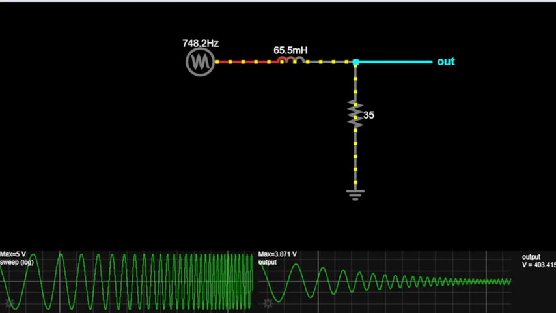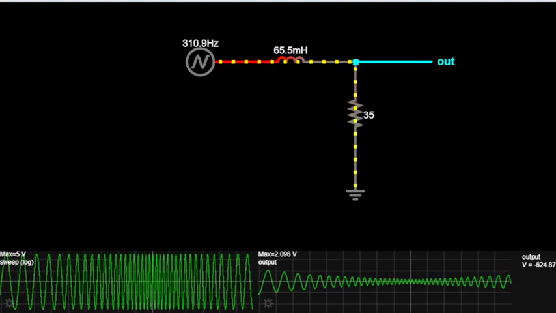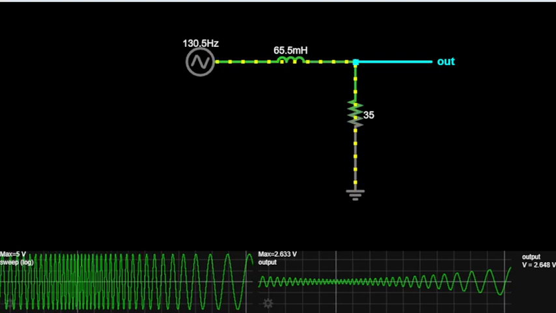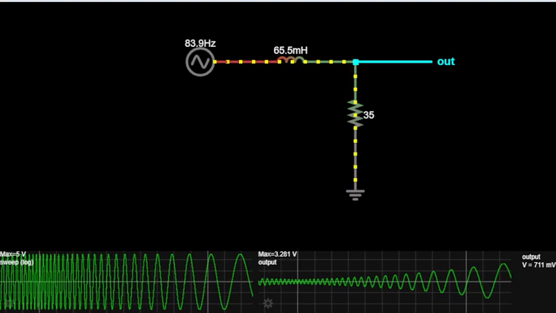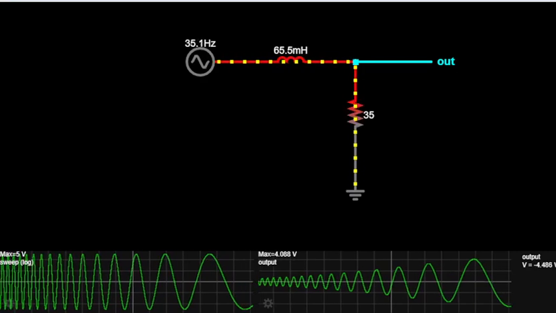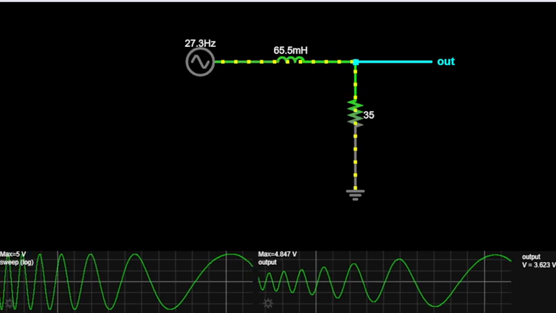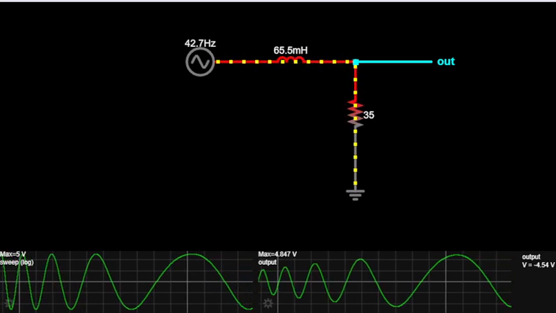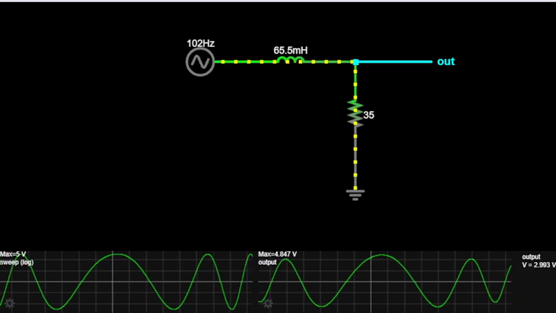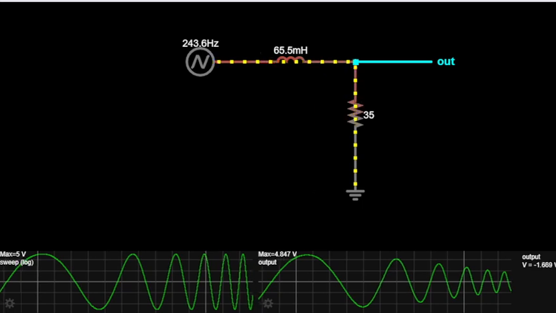Whether you are a beginner or an enthusiast, understanding how these filters work can be a game changer in electronics, and you are at the right place. First off, what exactly is a low pass filter? Well, it's a circuit that allows signals with a frequency lower than a certain cutoff frequency, as you can understand by its name, to pass through while attenuating frequencies higher than that.